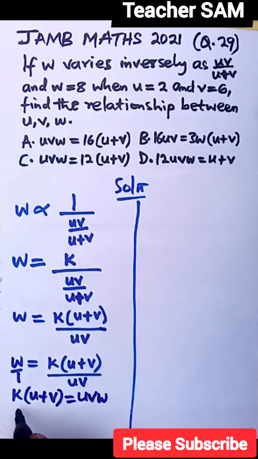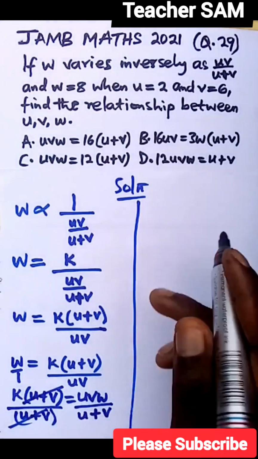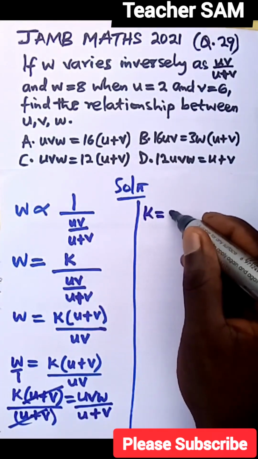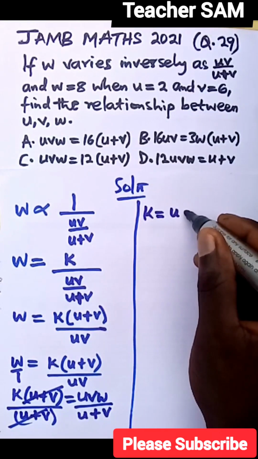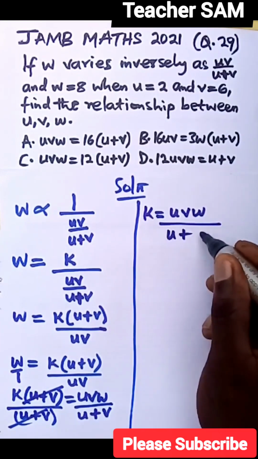Now if I divide both sides by U plus V, this will cancel this, and we have U plus V. So by the time I divide both sides, we have this. So this is the value of our K. Let's substitute those variables that were given to us. Our K, let's bring that up here. Our K will be equal to UVW all over U plus V.